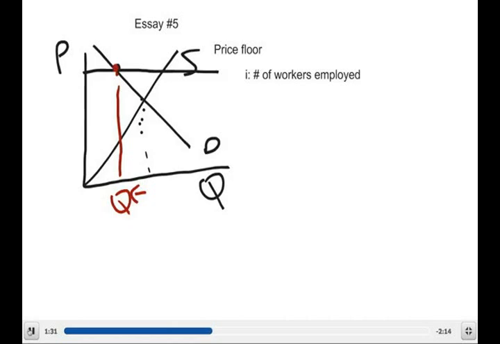The number of workers seeking employment, however, now is going to be where quantity supplied equals that price. Because the people that didn't want to work before, all of a sudden see that higher wage and decide that, hey, I'd like to have that job at Burger King. That might not be so bad. So there we have the number of workers seeking employment. So the number of people that want work increases.